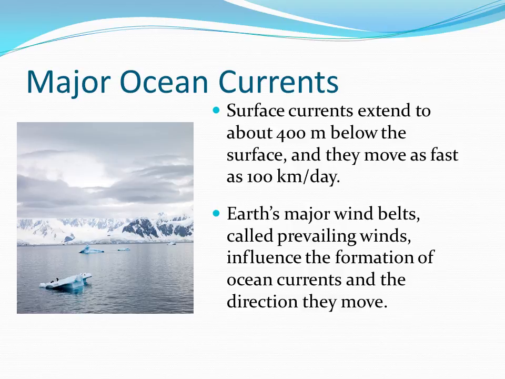Surface currents can go to about 400 meters below the surface, and they can move rather fast, 100 kilometers per day. That's about 60 to 65 miles per day. The Earth has something called prevailing winds that influence the formation of ocean currents and the direction in which they move. And if you've been at the beach before, you know that there are strong winds and they're driving the ocean currents even along the coastline.